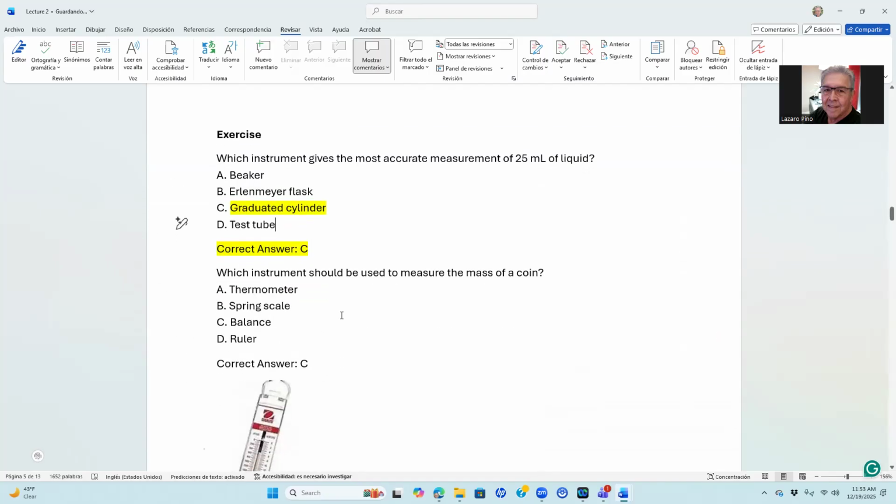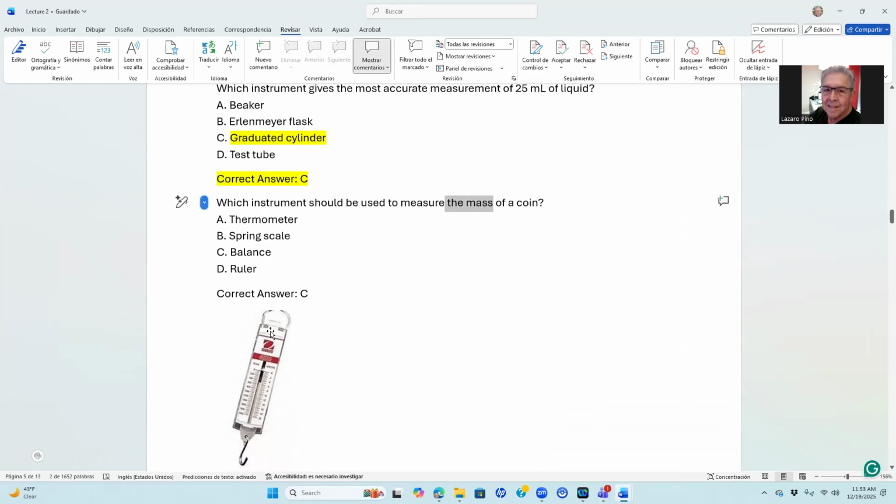Which instrument should be used to measure the mass of a coin? A thermometer? Well, I'm talking about the mass. Then a thermometer is for temperature. A spring scale, look at this. This is a spring scale. This is the correct answer because this is the instrument to measure mass.